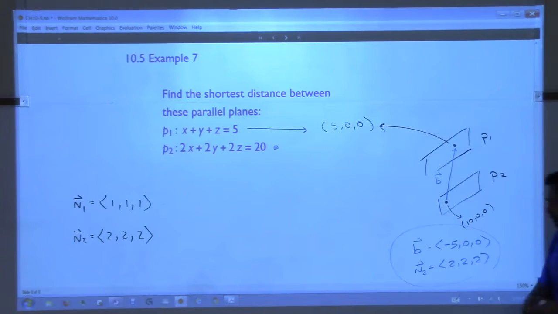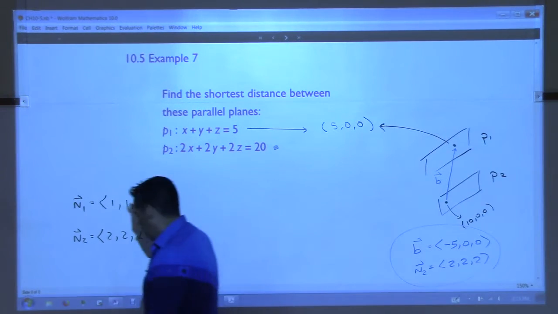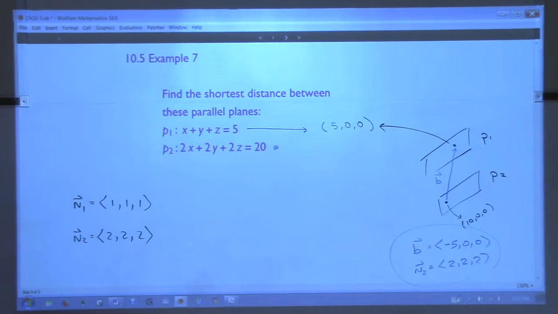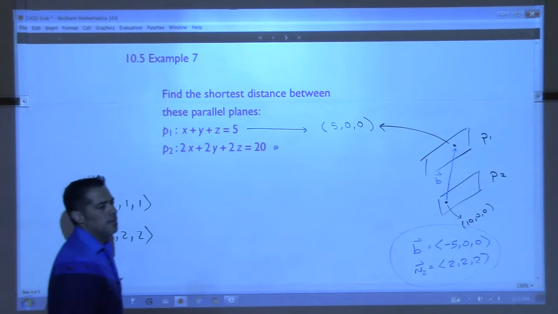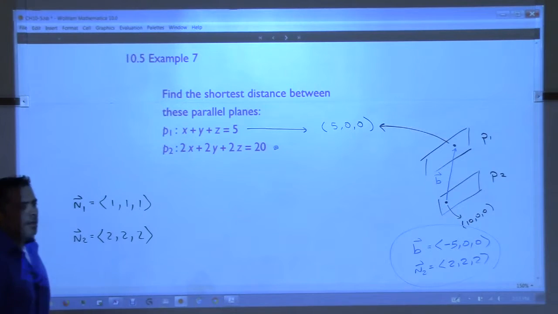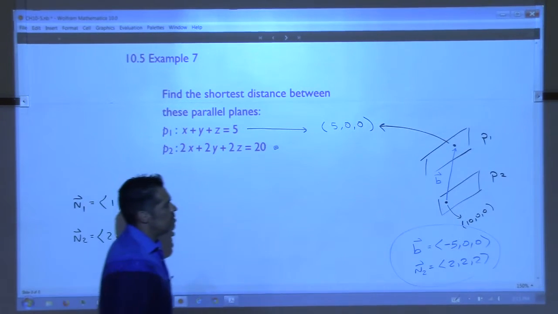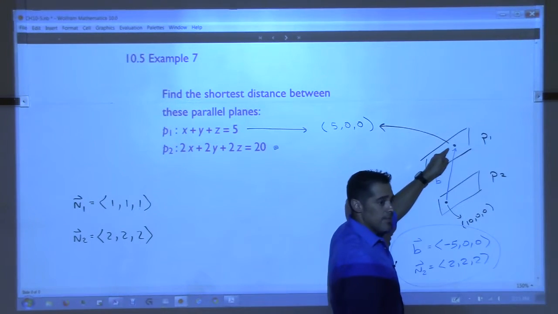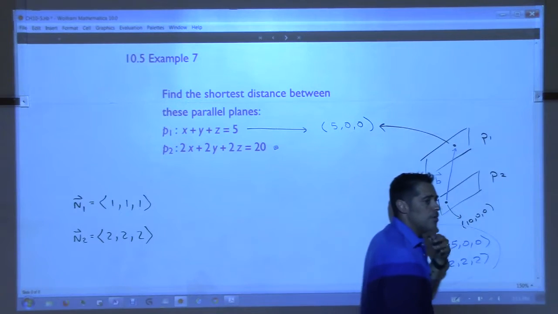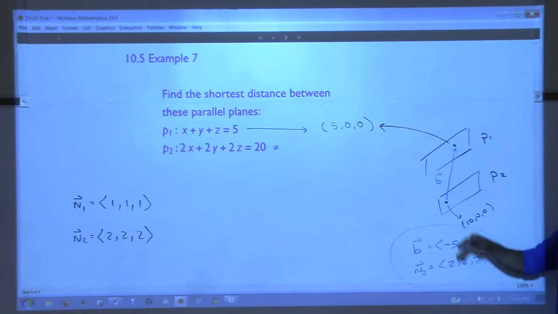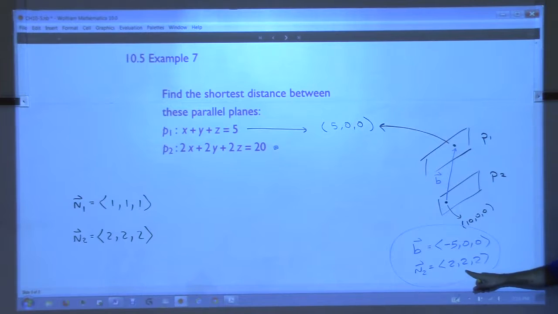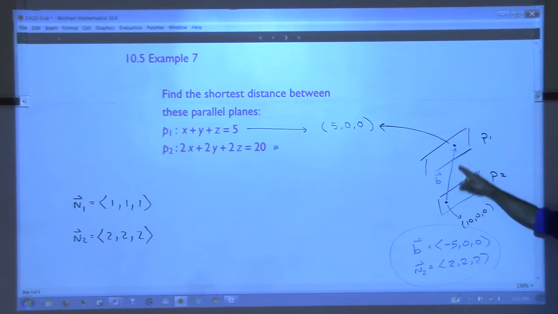Wouldn't matter which plane you do the normal vector off of? Well, why don't you think about that? I think what you're asking is, could you have used the normal vector off of this one? So what would change if you did it that way? You'd be using the normal off of this, so that would change. Would b change? No. Wait, yes, it would, because you'd be going from here to here.